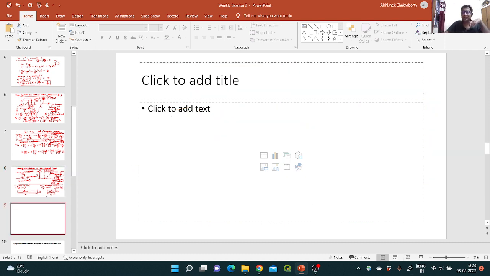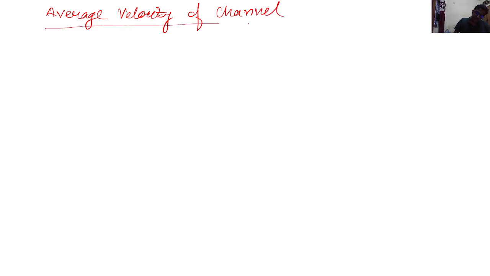So before moving into the first question, I will explain one last concept about the velocity and the average velocity and the kinetic energy and momentum correction factors, because such questions have been asked in the assignment too. So, what is the average velocity of a channel? What is it actually?